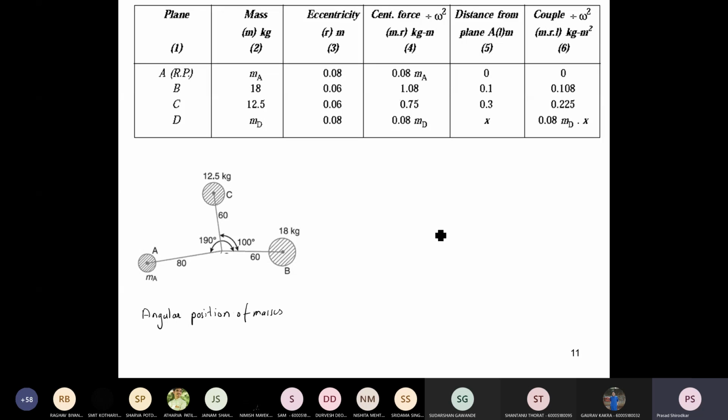All right. So next we are going to construct the couple polygon. All right. So these are the values of couple, the last column. So this is CA. This is CB. This is CC, and this is CD. All right. So can I start with the couple polygon? All of you are done up till this?